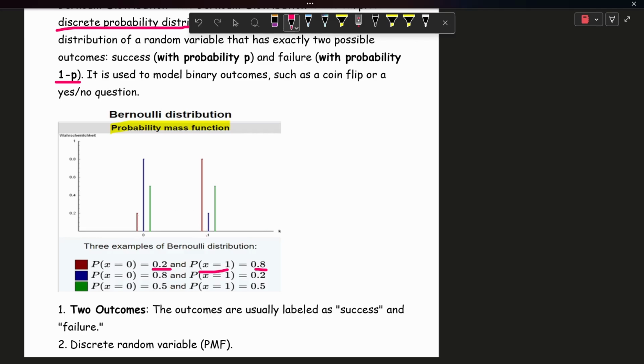Then if the random variable is 1, then it is 0.8. The probability of getting 0 is 0.8, which means the probability of getting 1 will automatically become 1 minus 0.8, that is 0.2. In the last example, the probability that x is 0 is 0.5, so x equal to 1 will be 1 minus 0.5, that is 0.5.